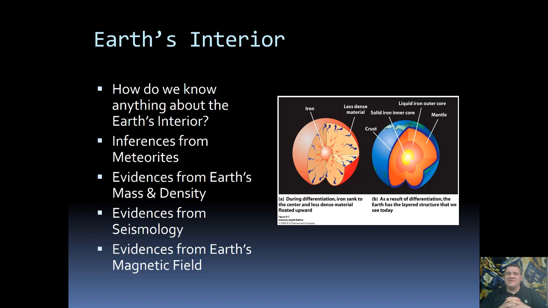Second, we actually have evidence from the Earth's mass and density. Third, we have a lot of evidence of what's going on from seismology. Seismology is the study of earthquake waves. And then last, the fact that the Earth has a magnetic field actually tells us something about the Earth's interior.